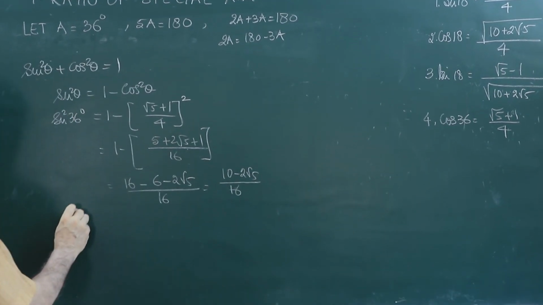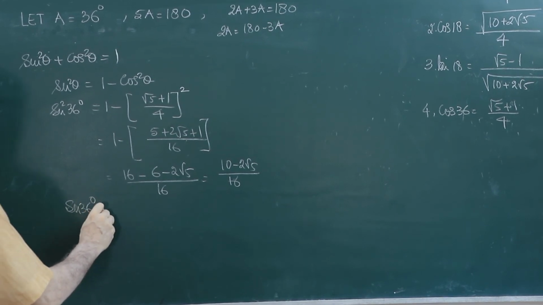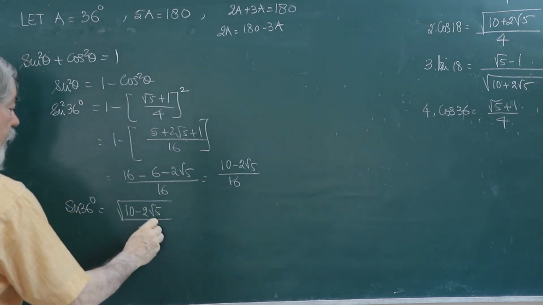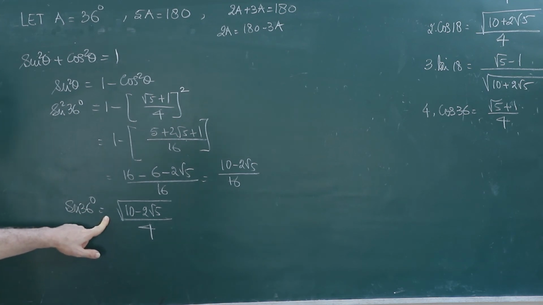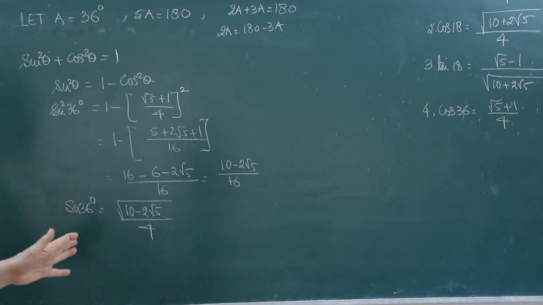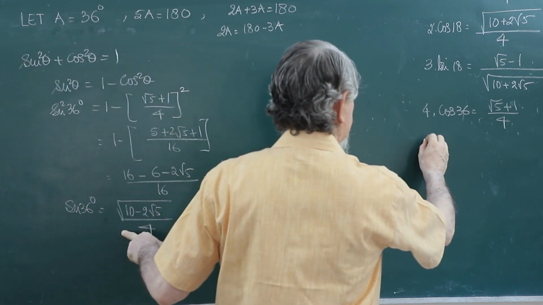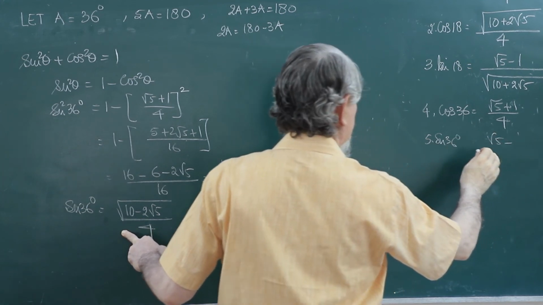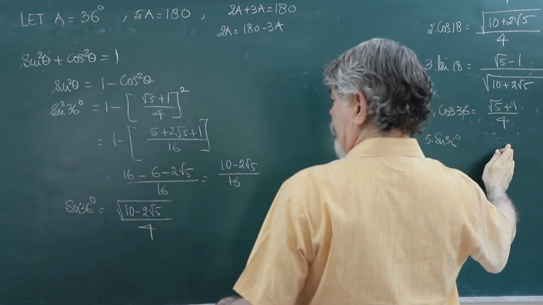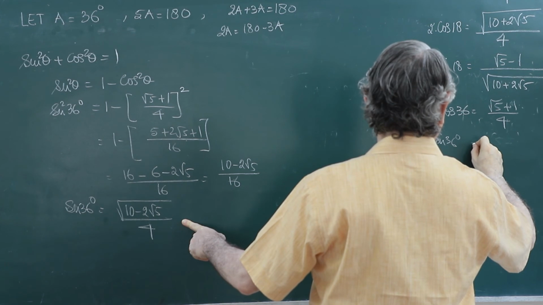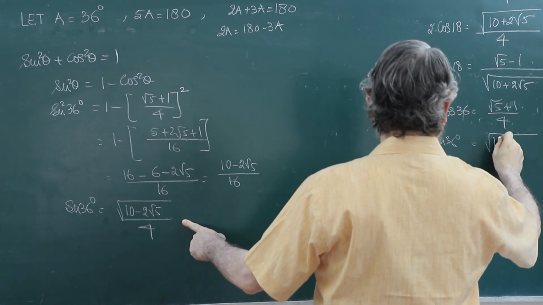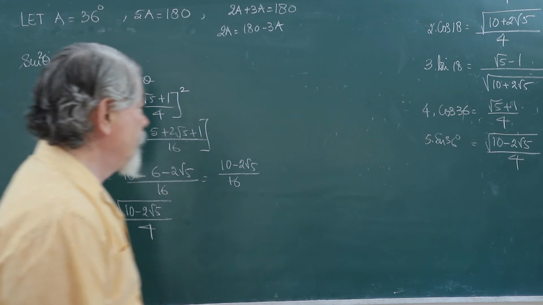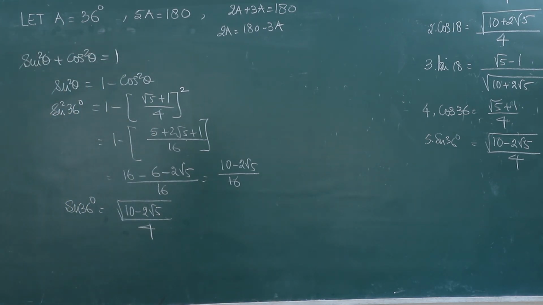When you take out the square root, sine 36 will come out to be under root 10 minus 2 root 5 upon 4. We are not taking the minus sign here because it is an acute angle. So sine 36 will be under root 10 minus 2 root 5 upon 4. This is the value of sine 36.